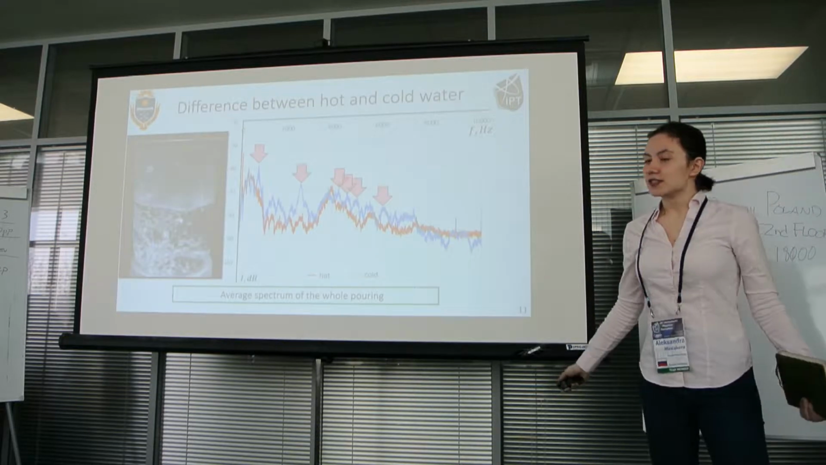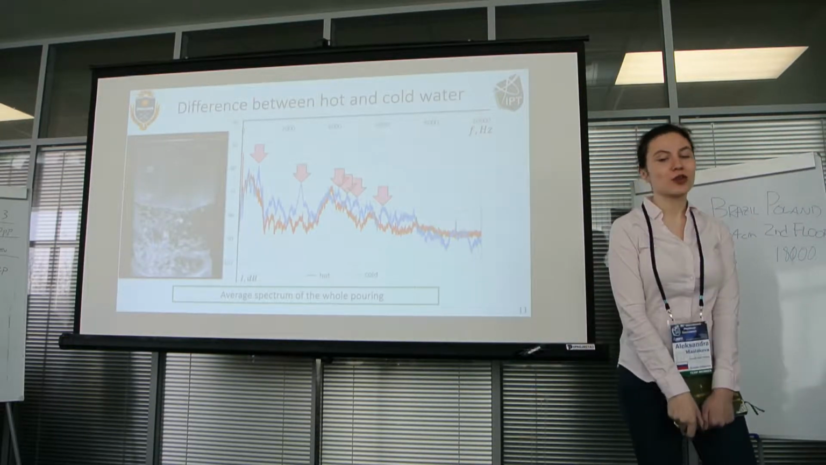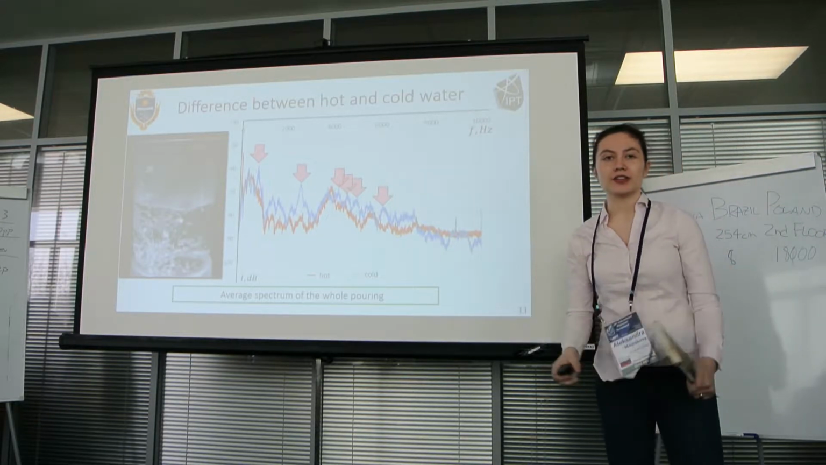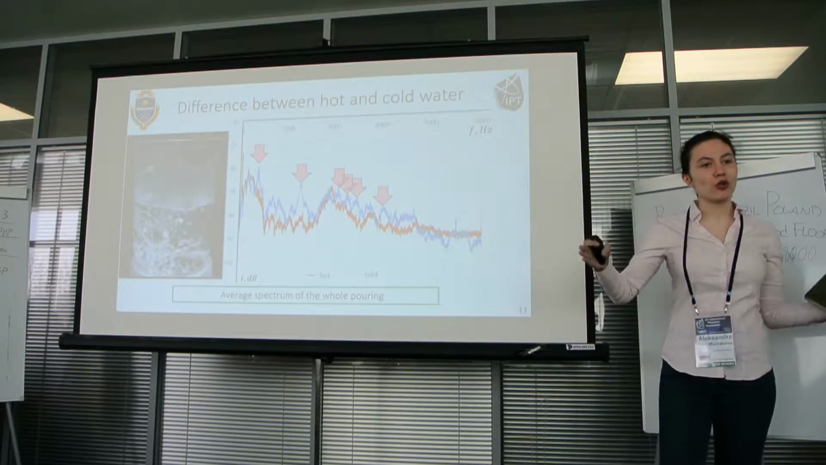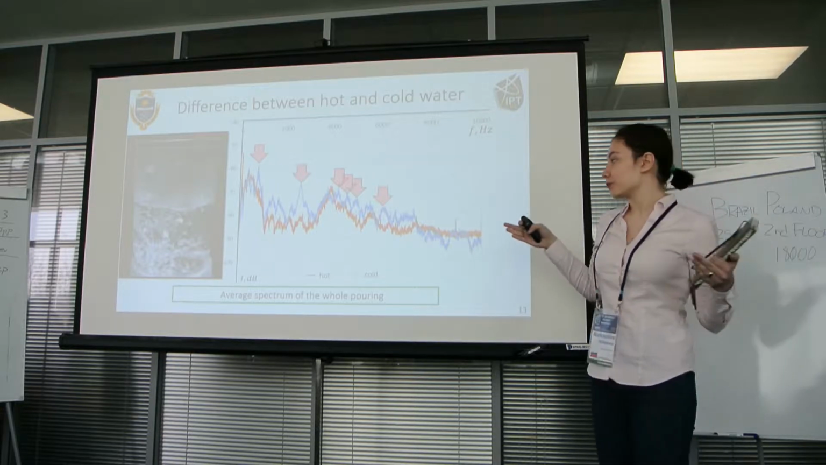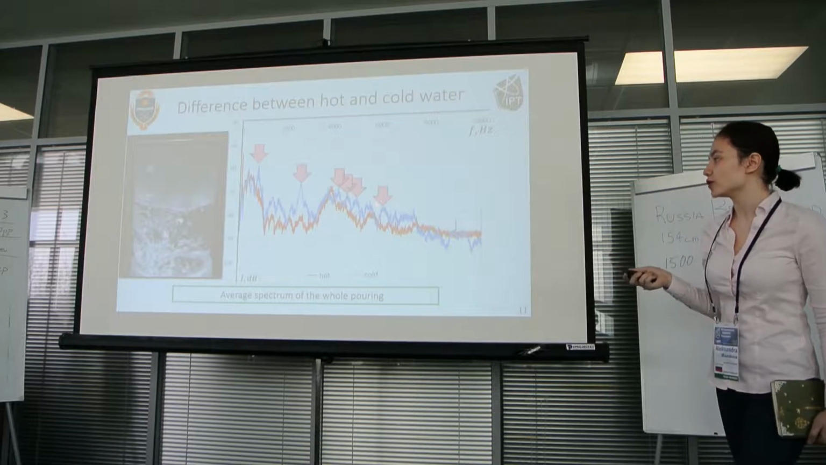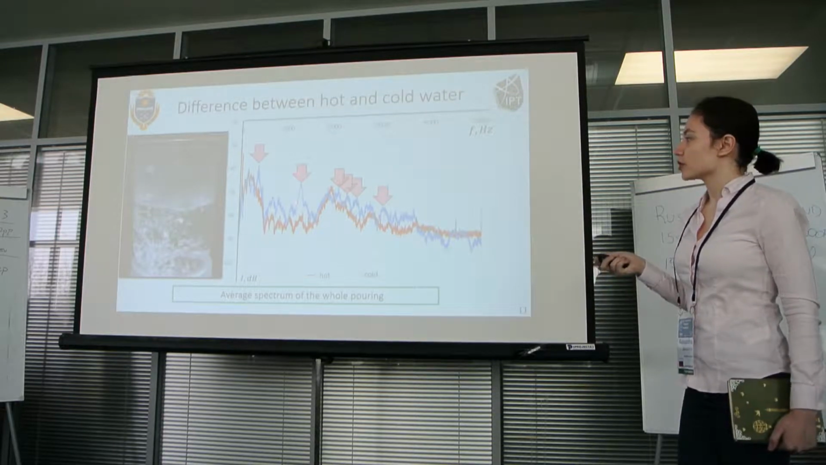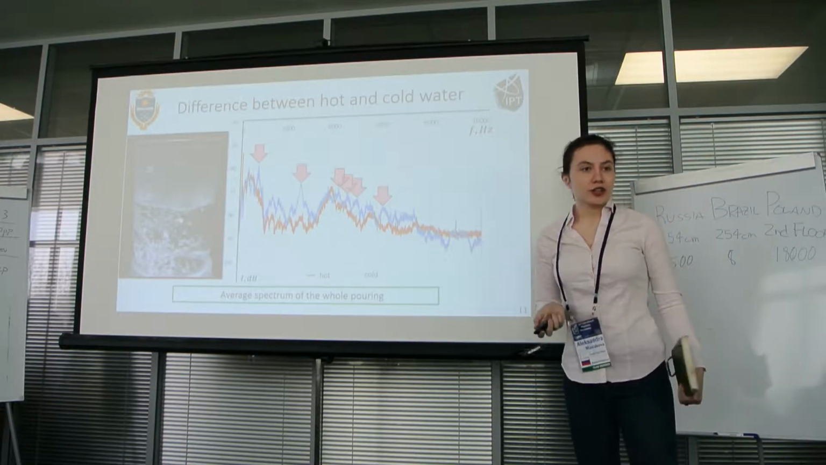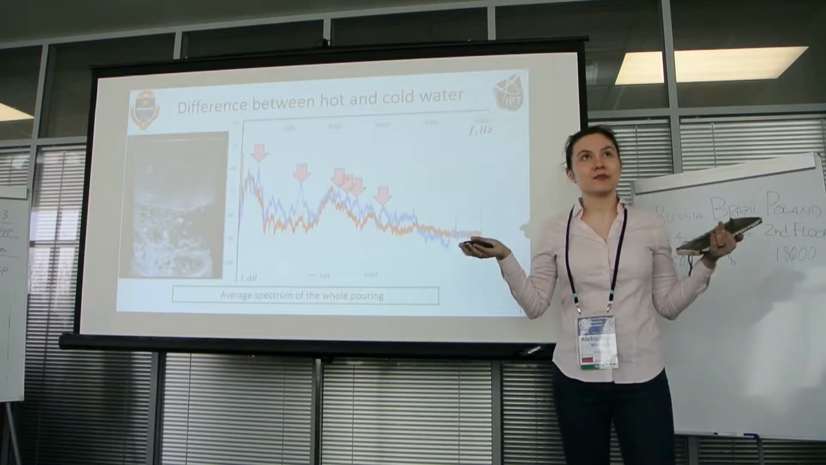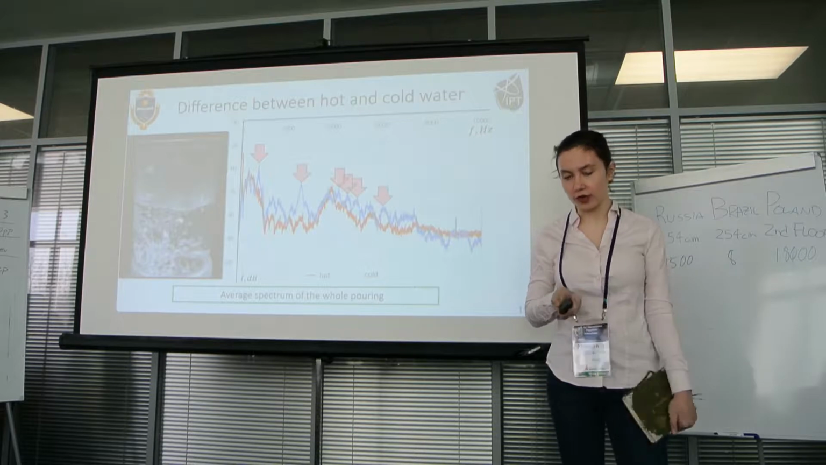Okay, so now let's go to the difference between hot and cold water. First, we made a spectrum averaged over all the pouring. And we can see some peaks that appear in cold water and don't appear in hot, especially this one. And we make a conjecture that these peaks are the peaks of the natural frequency of the walls of the glass.